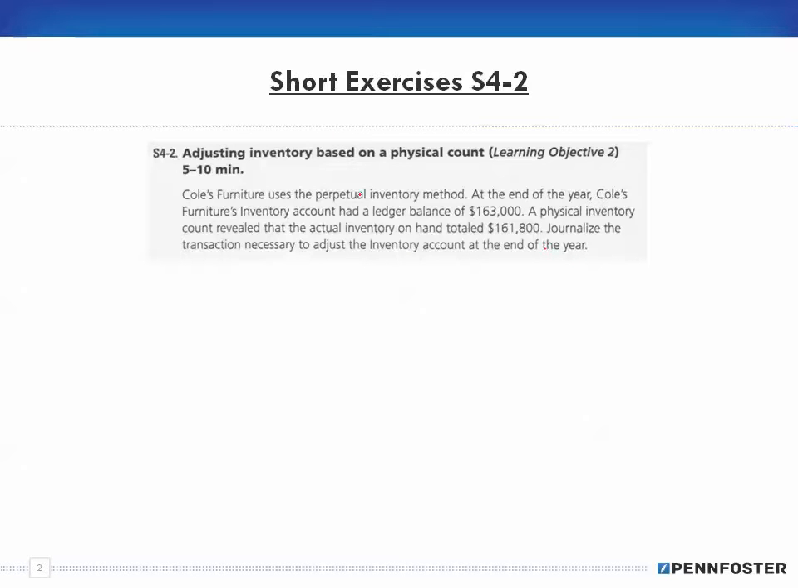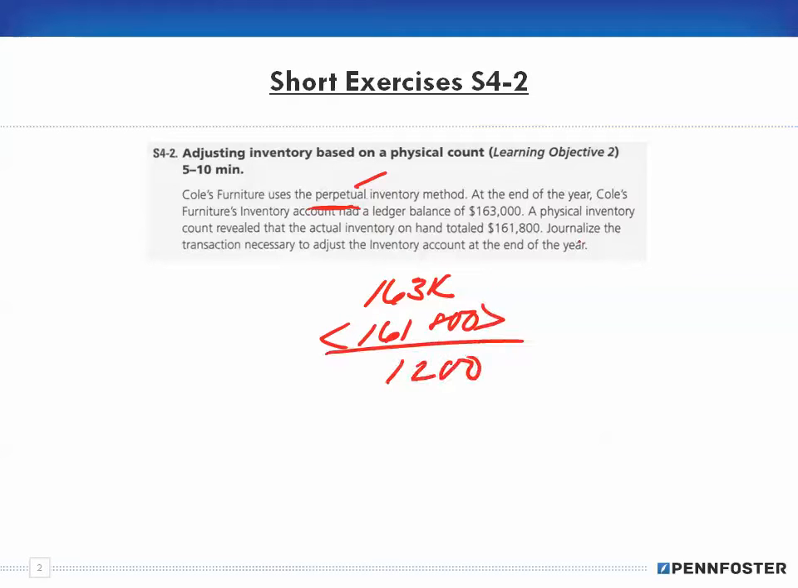Now, whether this was perpetual or periodic, you're going to do it the same way. What this means is that the beginning inventory was $163,000, and the ending is $161,800, so the difference between the two is $1,200. Basically, the books started with 163, but somewhere along the way a transaction or transactions occurred and the entries weren't made.